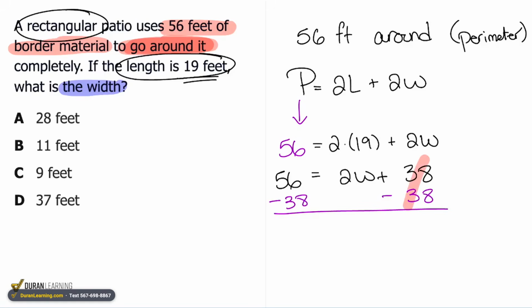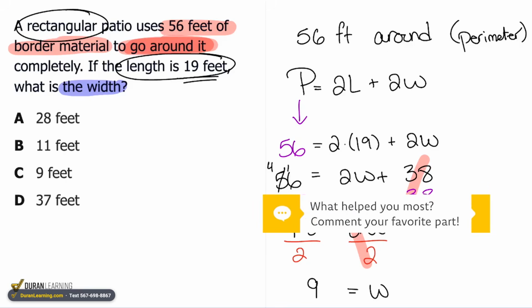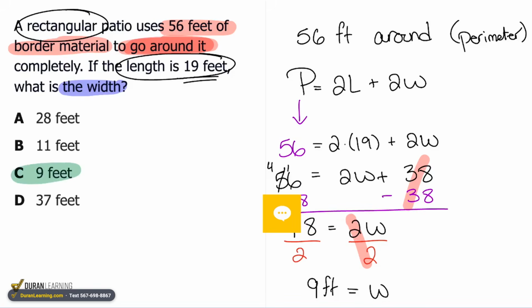From there, it cancels out on the right side. And on the left side, we have 56 minus 38. And what we'll get from that will be what? Well, we'll have to borrow a little bit here to make that 4 and 16. 16 minus 8 is 8. 4 minus 3 is 1. So what we have here is double the width is 18. One last step is to divide both sides by 2, on the right and on the left. And once we have that going on, perfect, we're good. And we will have the width equals 9. 9 feet for our width. And there's our correct answer. Answer choice C.